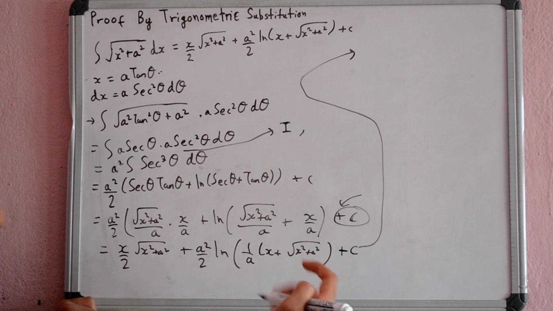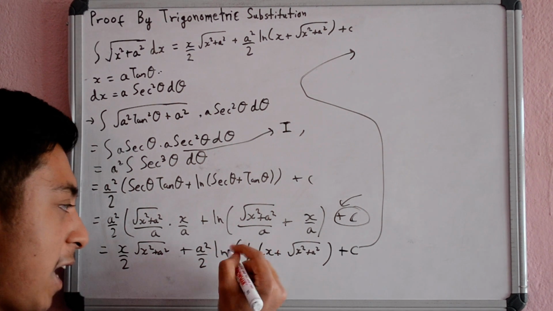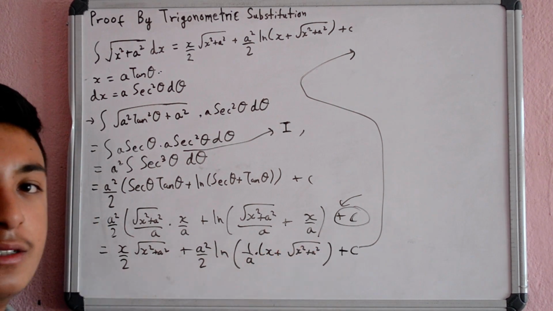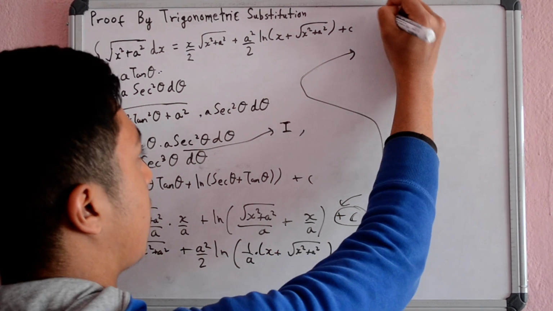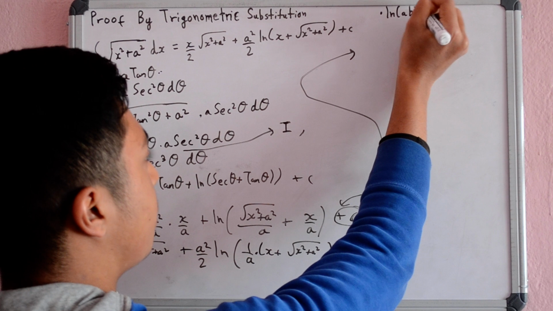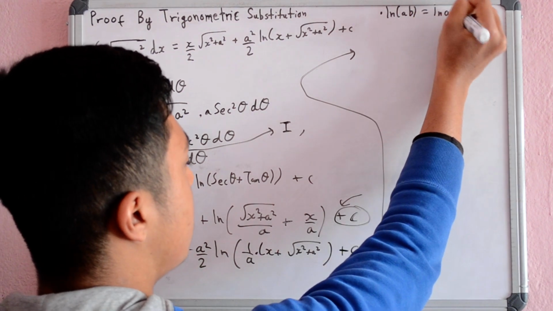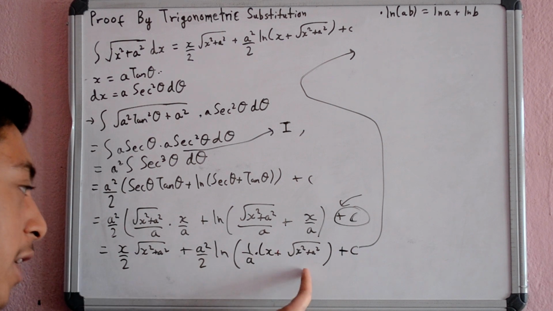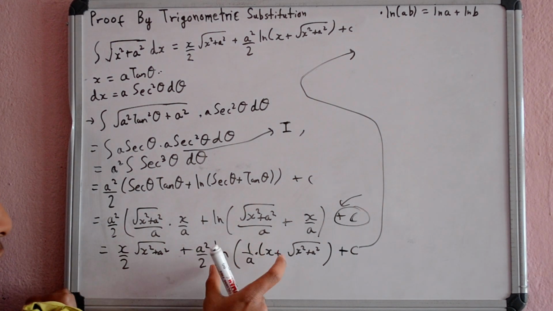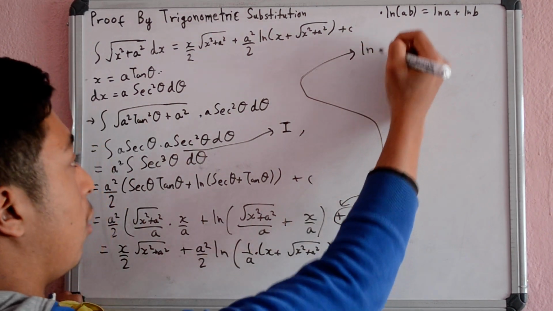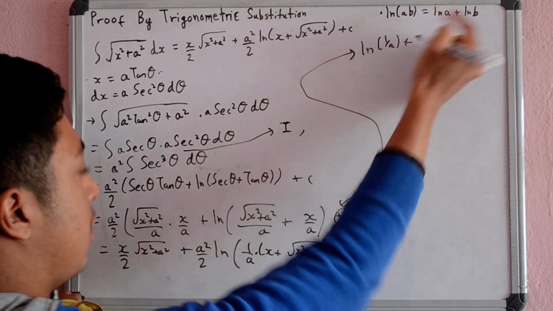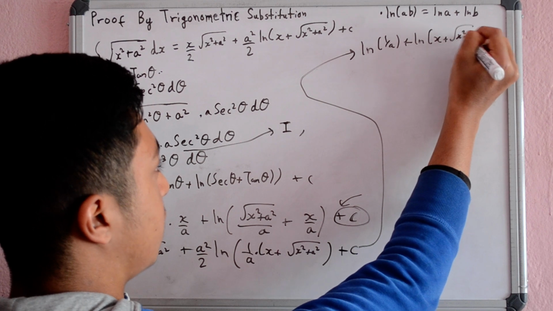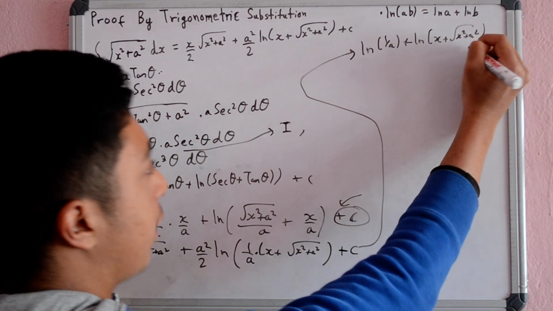So this, focus on this log. This is ln 1 by a into this part, right? Now we need to use the fact that log natural of ab will be log natural of a plus log natural of b. So that means we can separate this part right here. So I'm just going to focus on this. This will be log natural of 1 by a plus the log natural of x plus root x square plus a square. I'm also going to write plus c.